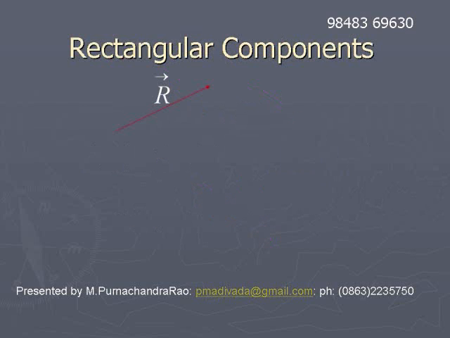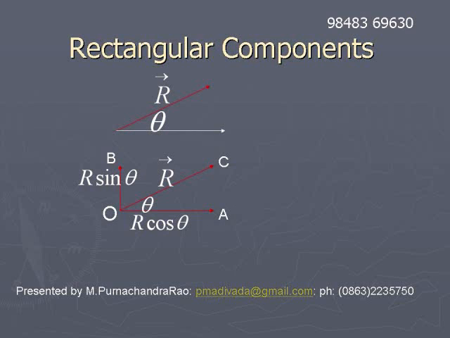Rectangular components of a vector. Consider a vector r bar. Now this r bar will be taken as the sum of two perpendicular vectors. Such perpendicular vectors are known as rectangular components. The vector r bar will be replaced by two components, two vectors, one perpendicular to the other.